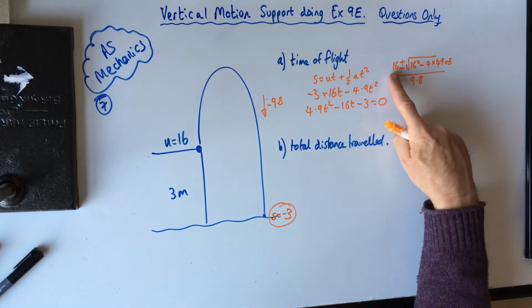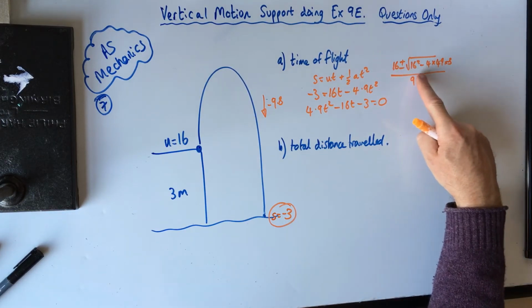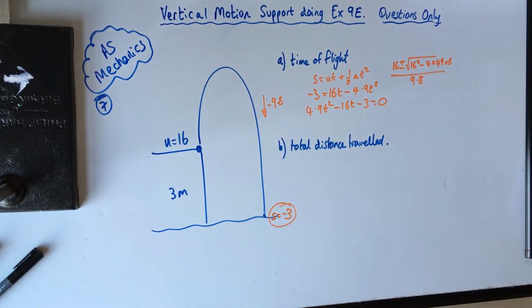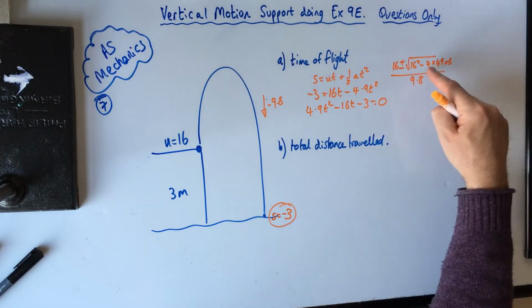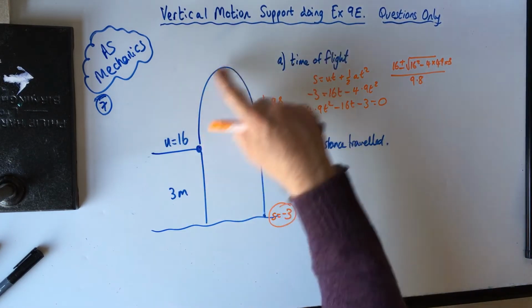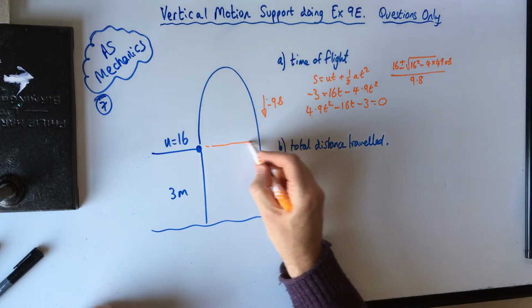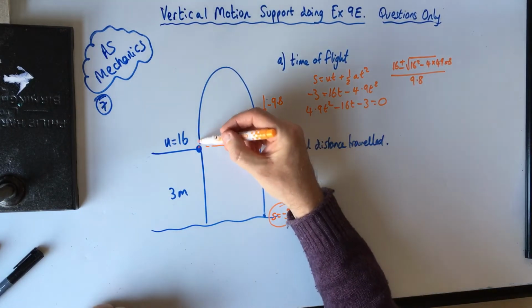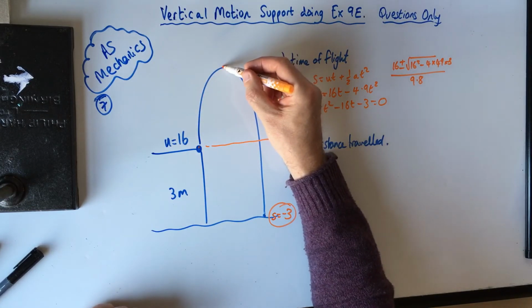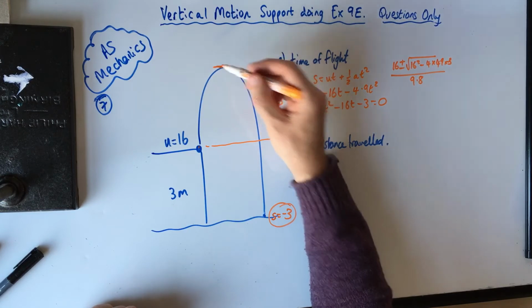Okay, so just do 16 plus. You don't do 16 minus because this will be more than 16. So do 16 plus all of that divided by 9.8, and that will give you the time of flight. The total distance travelled. Just be careful here. Just work out the distance to the highest point.